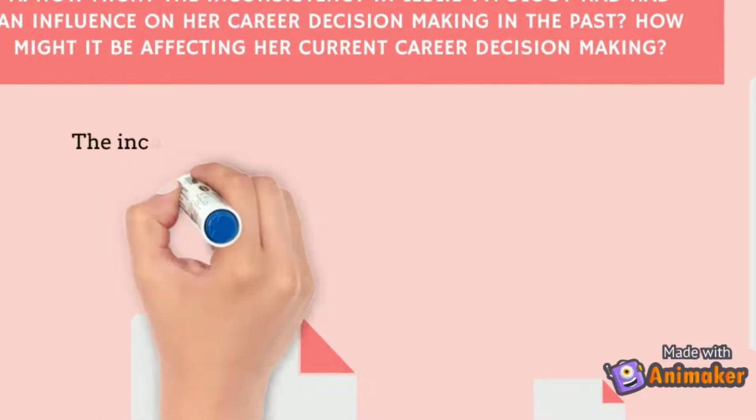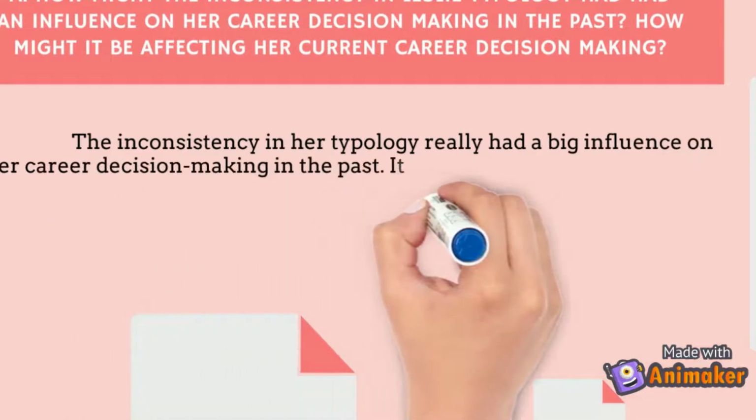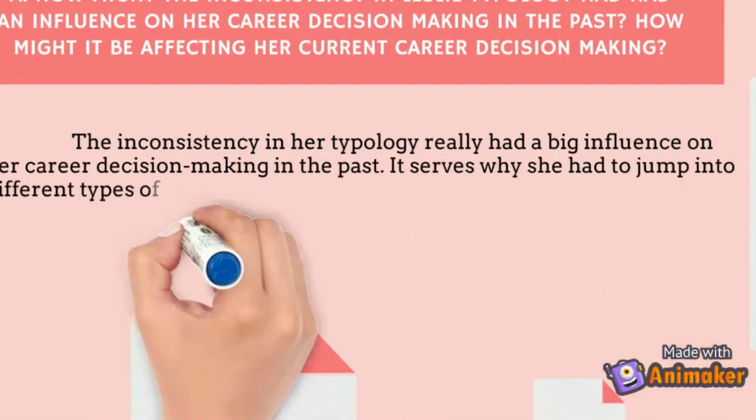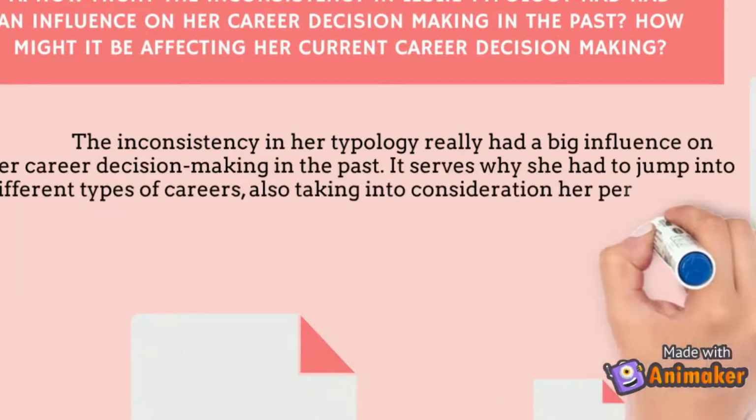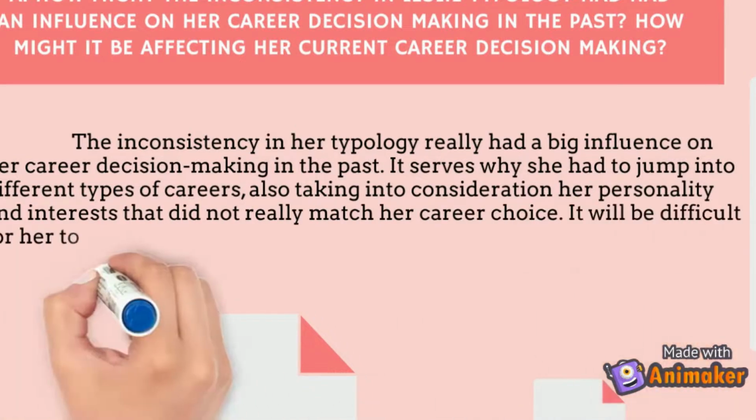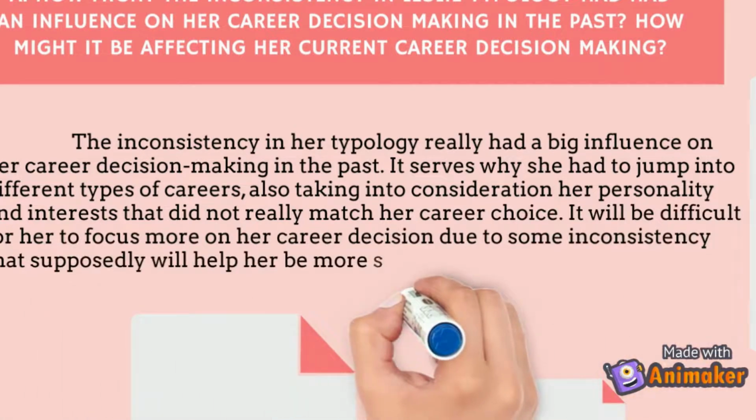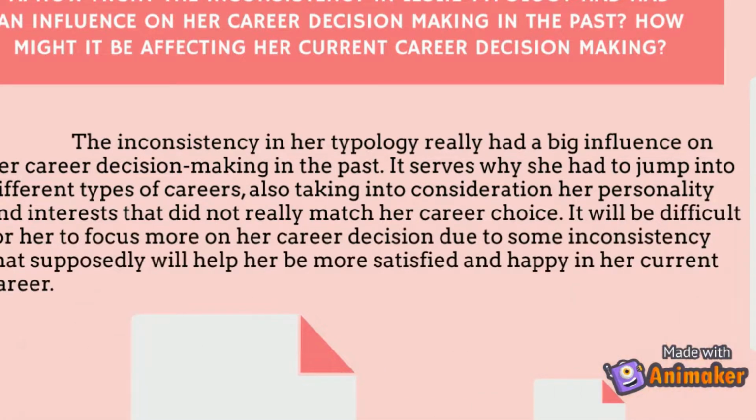The inconsistency in her typology really had a big influence on her career decision making in the past. It explains why she had to jump into different types of careers, with her personality and interests not really matching her career choice. It will be difficult for her to focus on her career decision due to some inconsistency that supposedly would help her be more satisfied and happy in her current career.